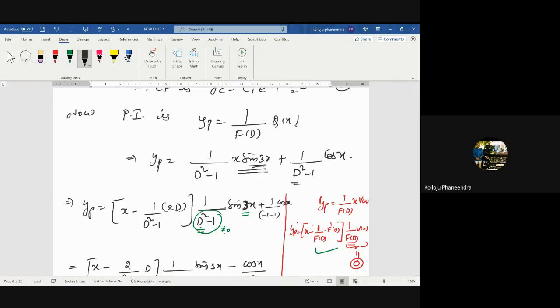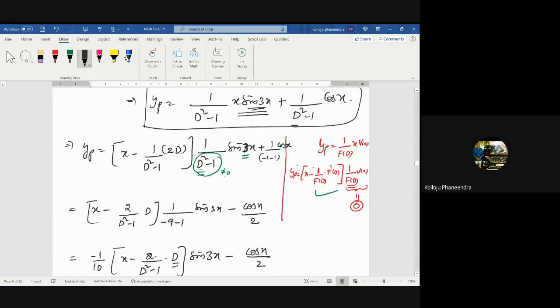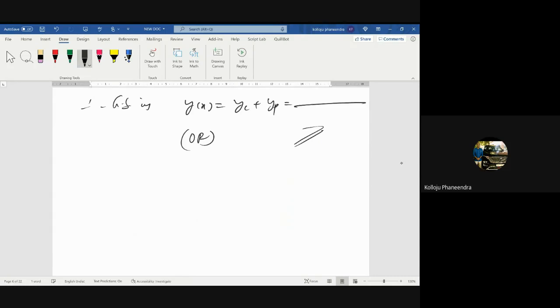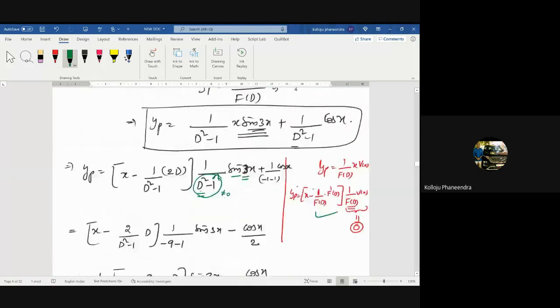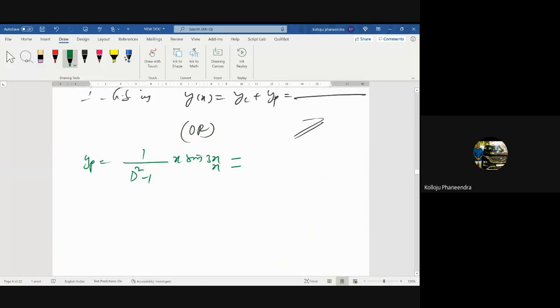let me solve the same problem, this one, again in a different manner. Remember, yp equal to 1 by d square minus 1 x into sine 3x, and what is this? 1 by d square minus 1 cosine x. Now see, 1 by d square minus 1.